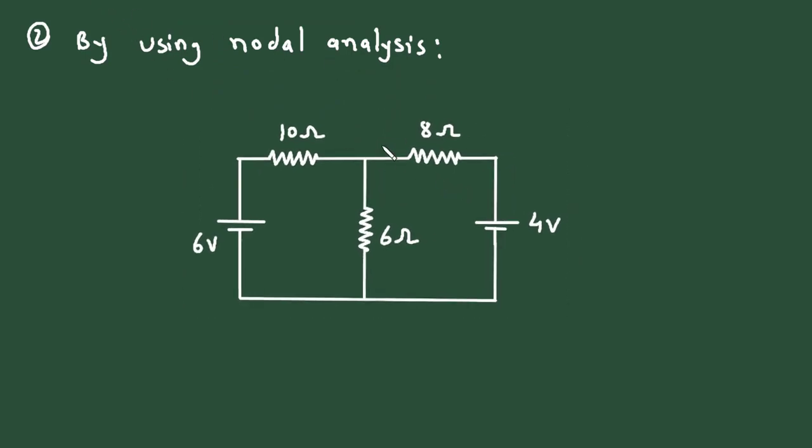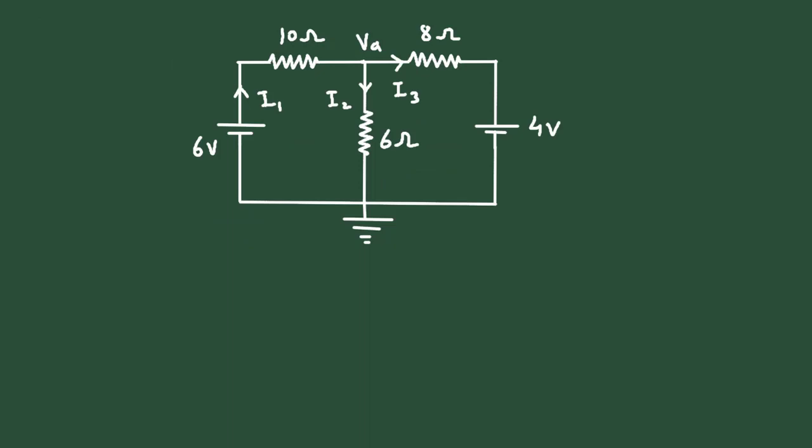Now let's say it is a node A with voltage VA, and let's say this is a reference node or ground node with 0 voltage. Let's say this current is current I1, this current is current I2, and this current is current I3. All the currents are towards this reference node. Now let's apply KCL at this node.